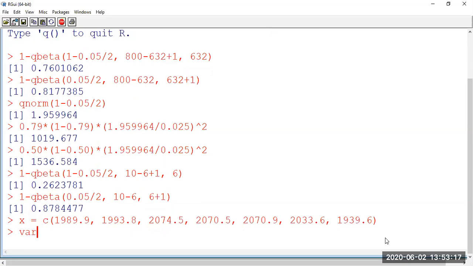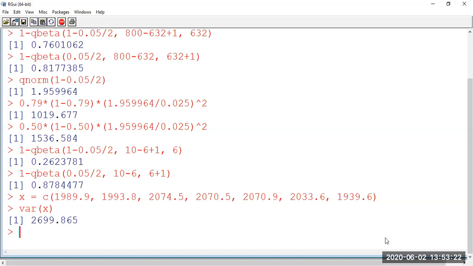So then you can get the variance of this data set. The variance is just 2699.865. So that's the variance for the data set. Now we're going to proceed and compute the lower and the upper limit. So let's start with the lower limit.